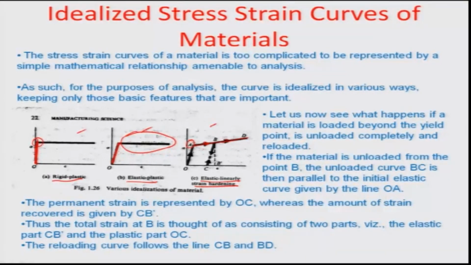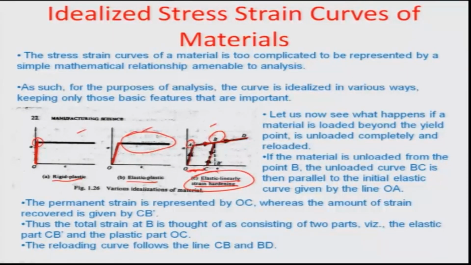Particularly in this elastic linearly strain hardening kind of material, if the material is unloaded from the point B, for example, the unloading curve BC is represented in this particular region. This is parallel to the elastic region OA of the curve, and you always have a permanent strain recorded when there is a linearly hardening material. Obviously, mild steel is not a linearly hardening material, but still you have something called a permanent set which comes up.